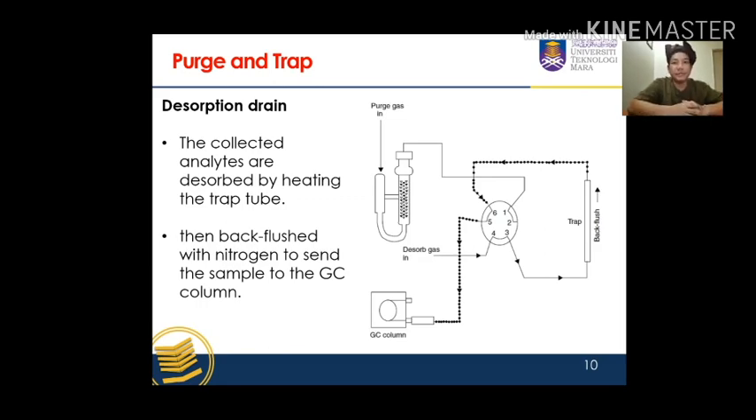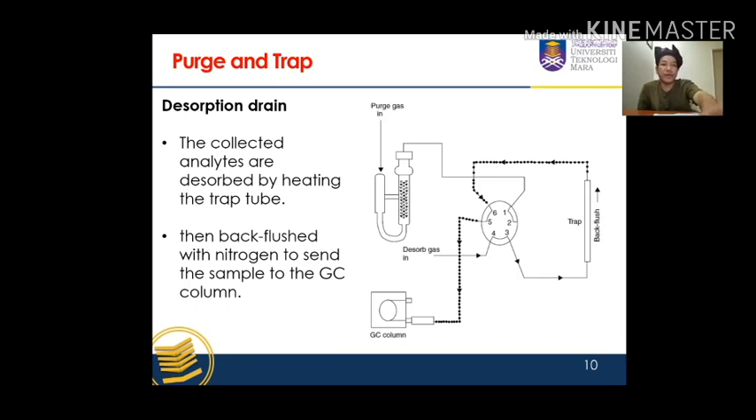Okay, the third step is the disruption method. The push and trap method is then followed by the disruption method. In the disruption step, the trap is heated to around 180 to 250 degrees, and then backflushed with nitrogen to send the sample to the GC column. Typically the disruption time is 2 to 4 minutes with a nitrogen flow rate of 1 to 2 ml per minute. You can see the diagram here.